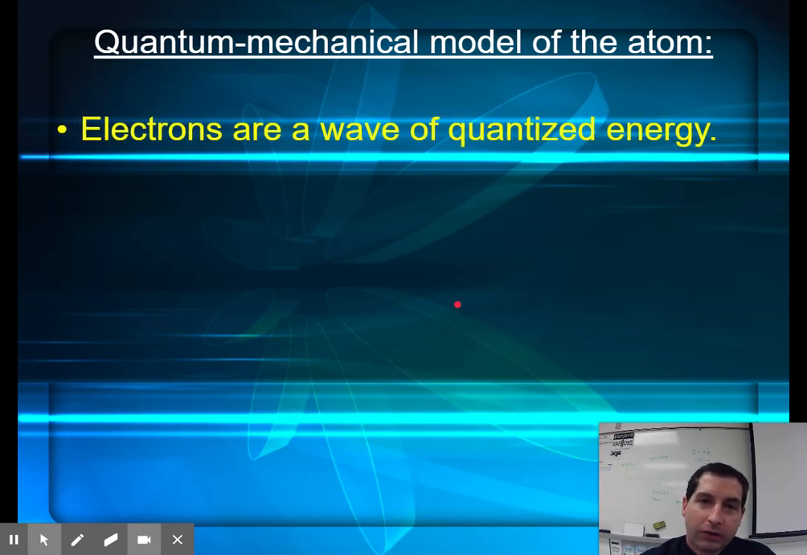So electrons are a wave of quantized energy. They're both wave, that's the wave part, and a particle, which is the quantized energy part. So they're complicated. They're both at the same time. They have properties of both, and that makes things tricky.